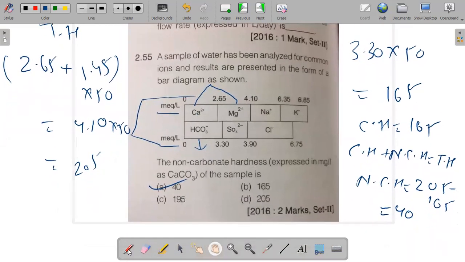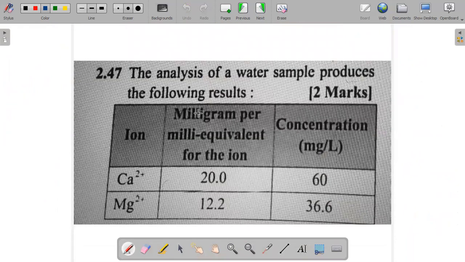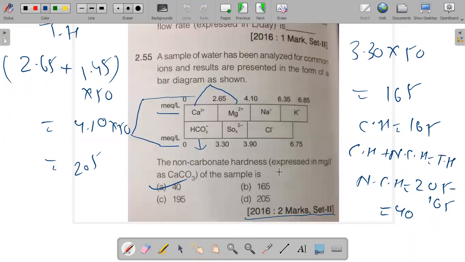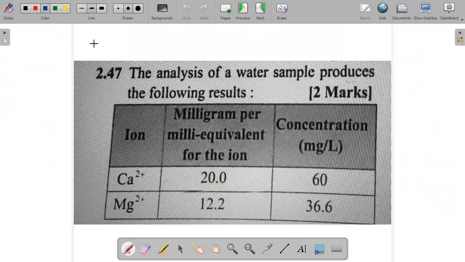This is a 2 mark question from the 2016 GATE examination, asked in set 2. Let's move on to our next question. These photographs are taken from different books, so the year is not mentioned here. Basically, here we discuss questions from 2010 to 2020 of the GATE examination.